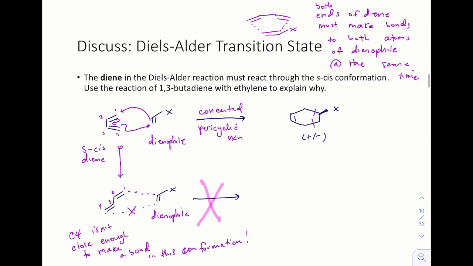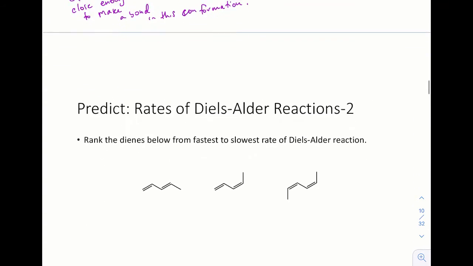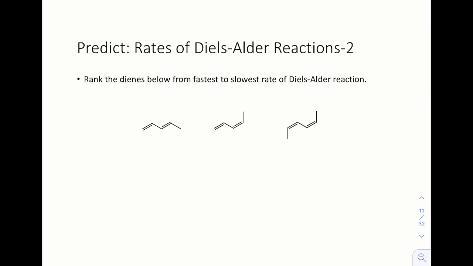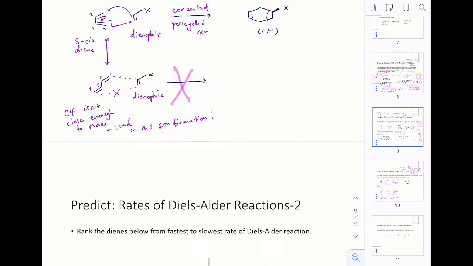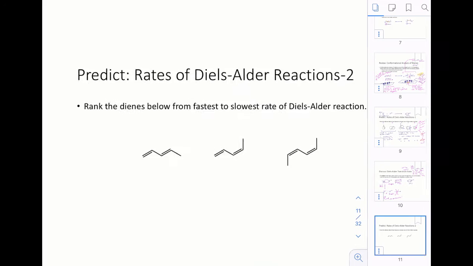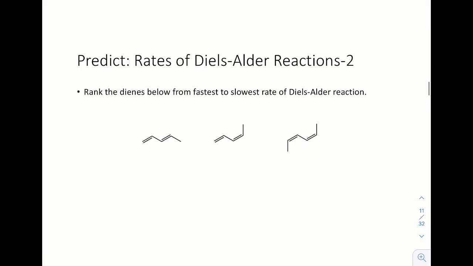Now that we've clearly articulated why the diene in the Diels-Alder reaction must react through the S-cis conformation, let's move on to these acyclic dienes. Rank these dienes from fastest to slowest rates of Diels-Alder reaction. This question is a bit harder than the first one because in that question, everything was locked. That is not the case here. So for these molecules, I highly suggest that you draw them in the S-cis conformation first before answering the question. Give it a shot.